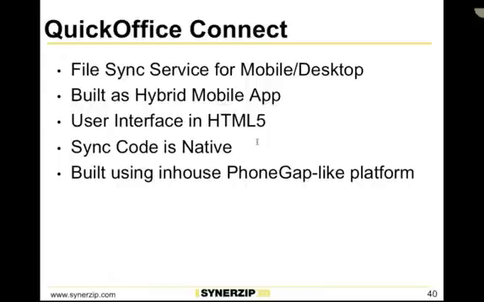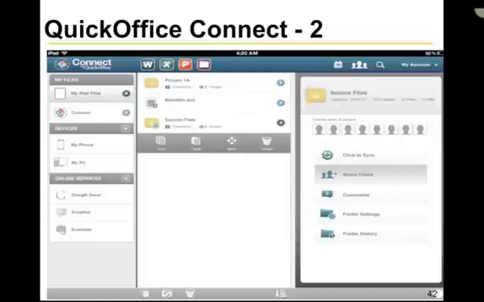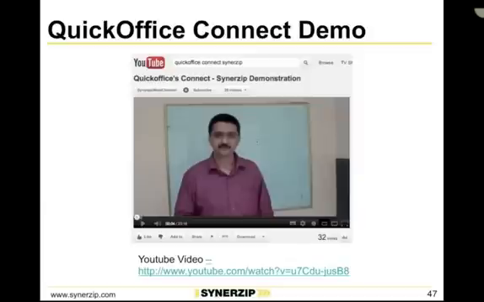The sync code, which was the main code to actually sync the files, was built native. It was Objective-C in iOS, Java in Android. And it was built using a framework like PhoneGap. We had this entire framework built in-house, and the reasons were internal to us. We wanted complete control on everything. We did this a couple of years back, till all these platforms matured enough. So that's what we actually did.